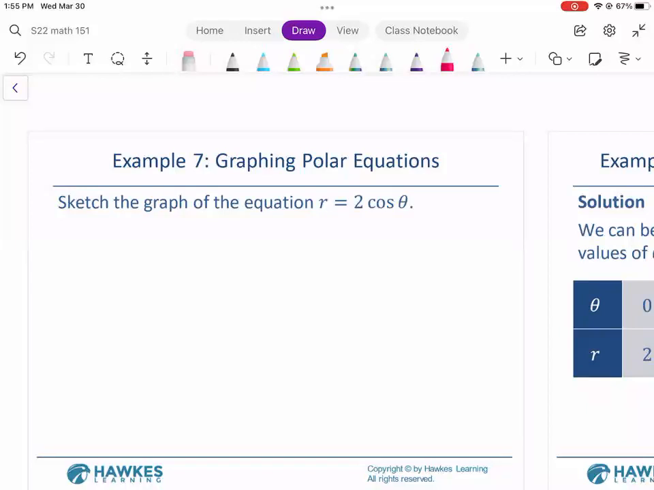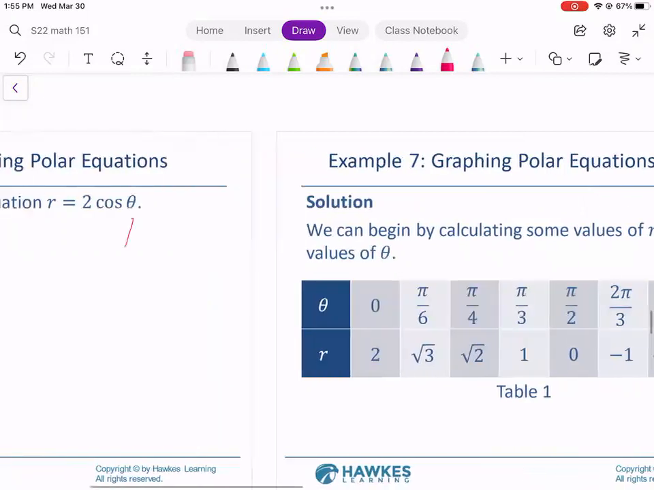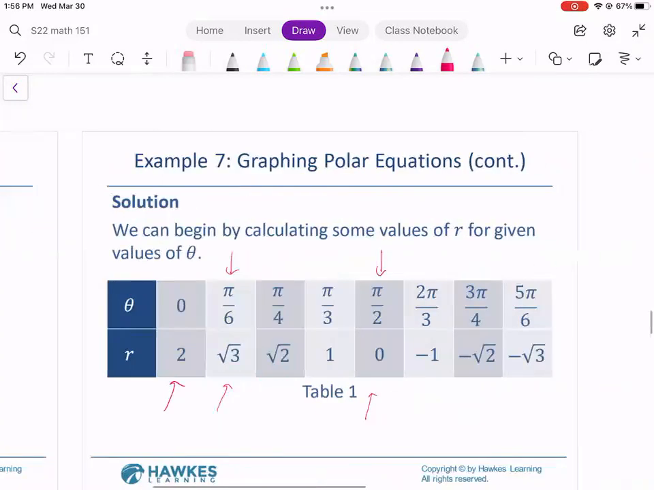So if we're looking at r equals 2 cosine of theta, let's pick some representative points. When theta is 0, we know that the cosine of 0 is 1, so r is 2. When we plug in pi over 6, we get a radius of square root of 3. When we plug in 90 degrees or pi over 2, we get 0 because the cosine of pi over 2 is 0, and so on.